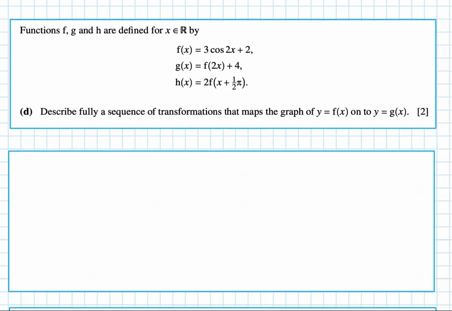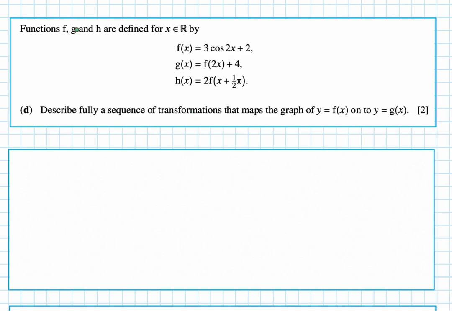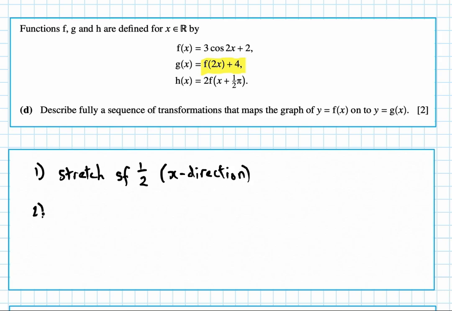So that's that done. So part D, and we have part E as well. We have functions given, so f, g, and h are defined by x is equal to all real numbers, and we're looking at g of x as a sequence of the transformation to map from f of x. So we can see that there was a stretch, and there was a shift as well. So we're looking at a stretch of scale factor a half in the x direction. Be careful with the x, with the horizontal shifts, and there's a translation.